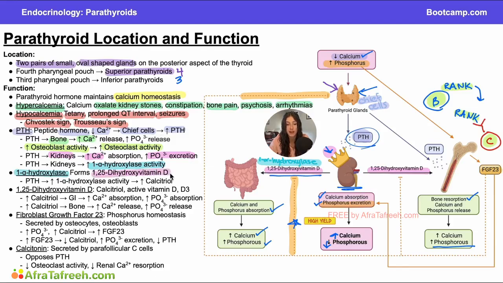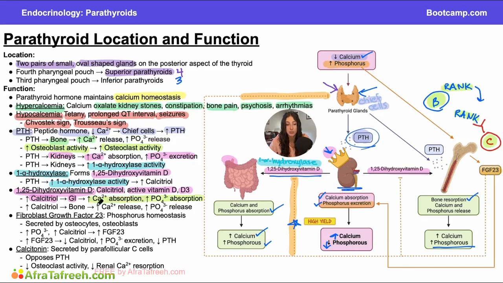So 125 dihydroxyvitamin D has a couple different names. It is called calcitriol. This is the active form of vitamin D. It's also sometimes just called the active form of vitamin D, or vitamin D3. But whatever you call it, 125 dihydroxyvitamin D has several important functions in this pathway. Increased calcitriol first can travel to your gut. Once it travels to your gut, it is going to stimulate calcium and phosphate absorption.